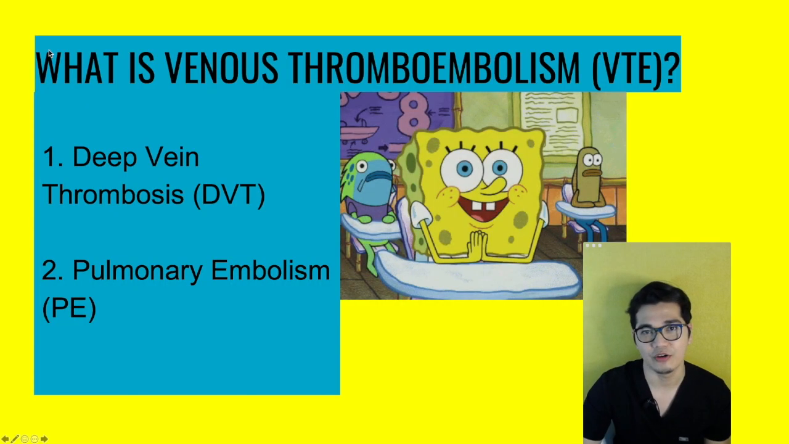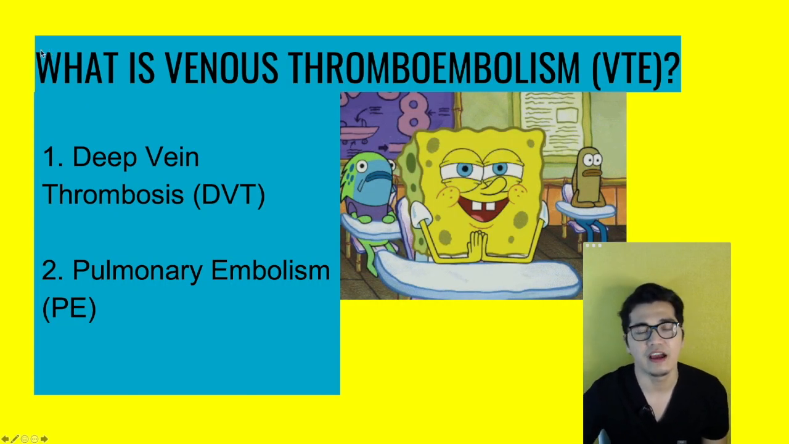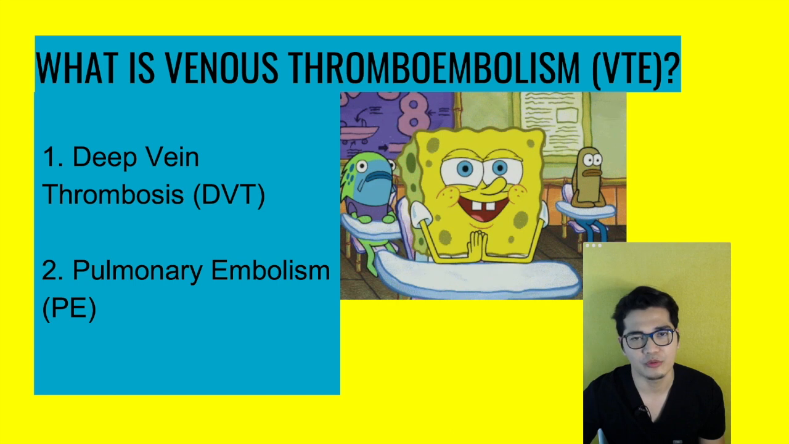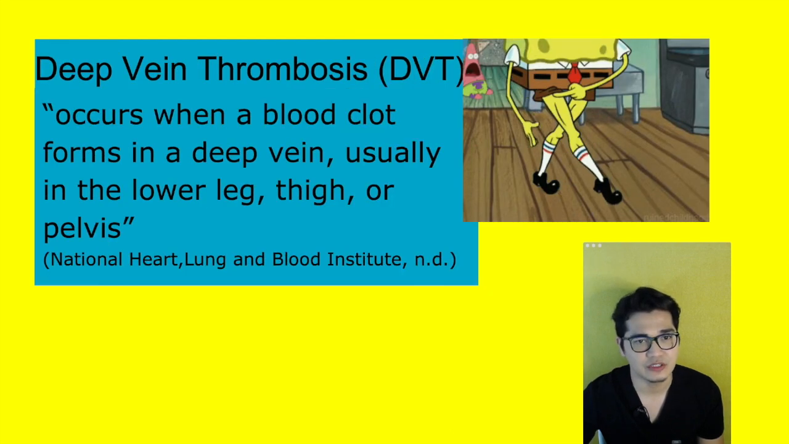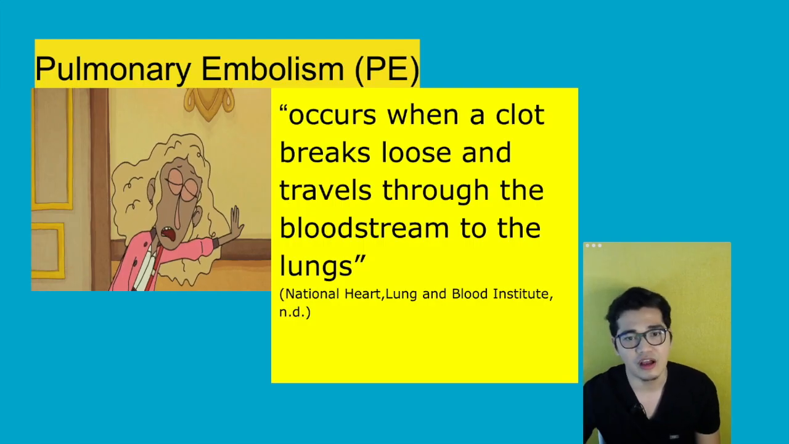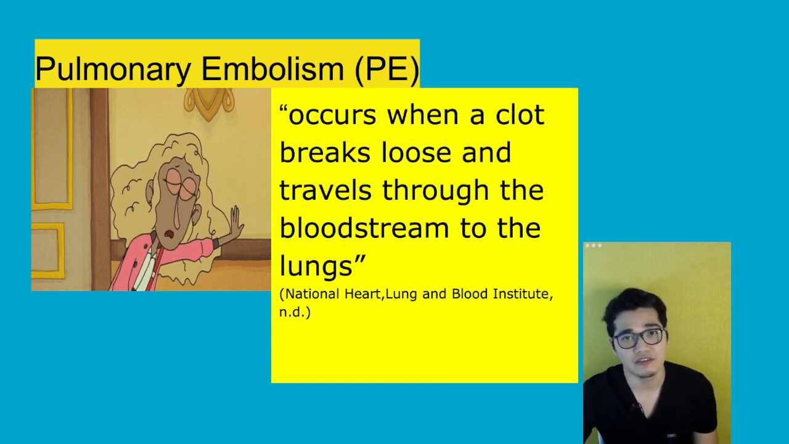What is a VTE or venous thromboembolism? They are basically clots that occur in the venous network of our body. There are two subtypes of VTE. First is called deep vein thrombosis, and the next one is called pulmonary embolism. DVTs or deep vein thrombosis occurs when a blood clot forms in a deep vein, usually in the lower leg, thigh, or pelvis. It could also occur in upper extremities of our body. A PE occurs when a clot breaks loose and travels through the bloodstream and lodges itself into the lungs.